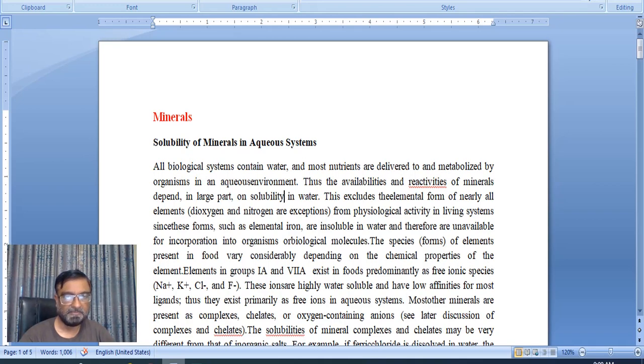As you know, the minerals available in biological systems, and a biological system contains water as an essential constituent, and most of the minerals and some other nutrients as well are delivered to and metabolized by the organism in an aqueous environment. So the availability and reactivity of minerals depends upon solubility in water.